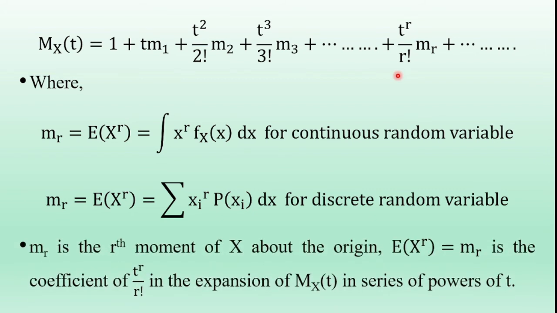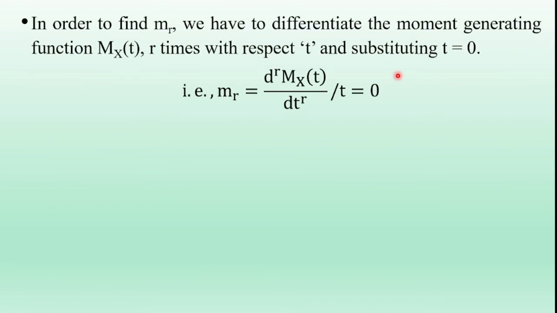In order to find the rth moment about the origin, we have to differentiate the moment generating function mx of t with respect to t, r times. Once again, in order to determine the rth moment about the origin, we have to differentiate the moment generating function mx of t, small r times with respect to t, and substitute t is equal to 0. So using this expression, we calculate the rth moment of a random variable capital X.